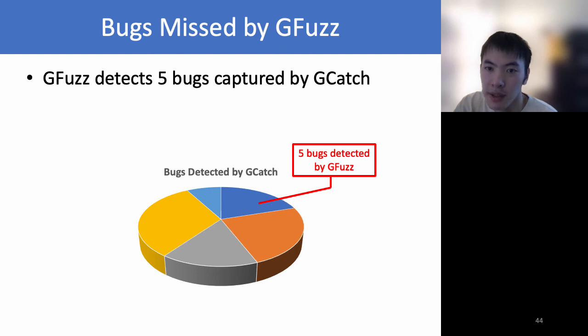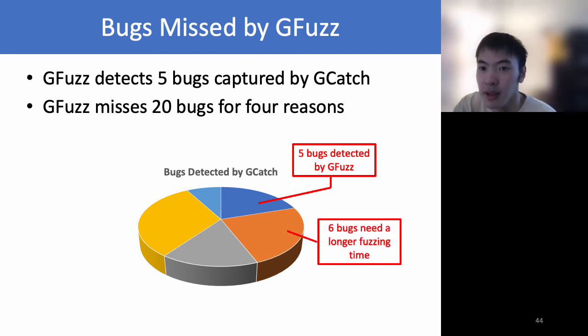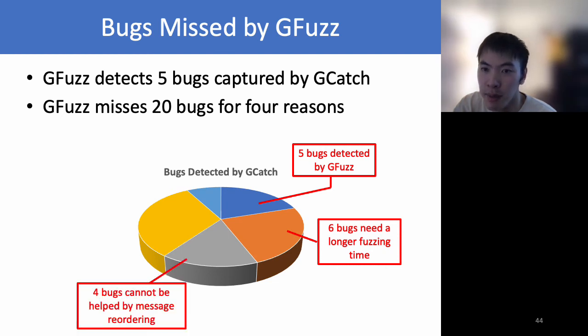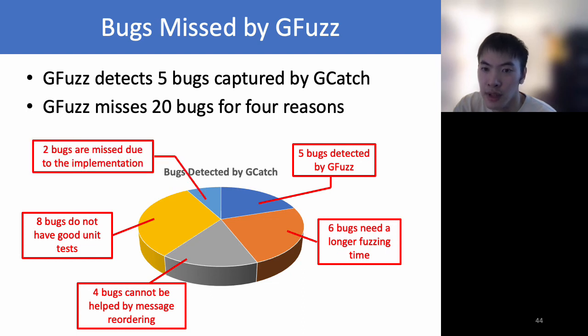Among the 25 bugs captured by GCatch, GFAS also detects 5 of them in the first 3 hours. GFAS misses the remaining 20 bugs for 4 reasons. First, 6 more bugs can be detected by GFAS, but they require longer fuzzing time. Second, 4 bugs cannot be triggered by message reordering. Third, for 8 bugs, we do not have test inputs to execute the buggy code. Fourth, 2 bugs are missed due to GFAS implementation. Although GFAS is effective, it does have limitations and cannot capture all Go concurrency bugs.